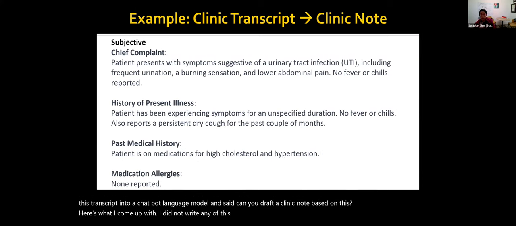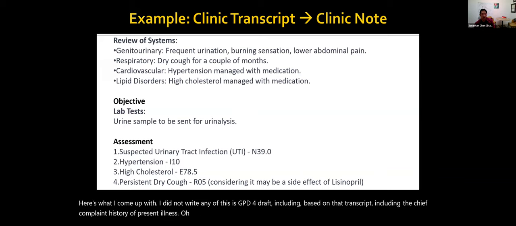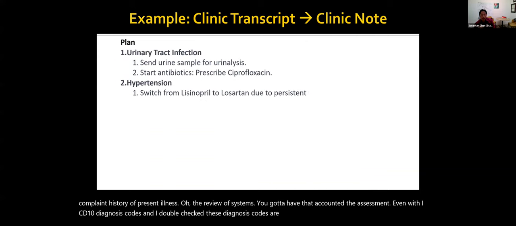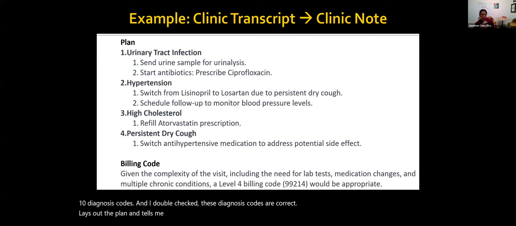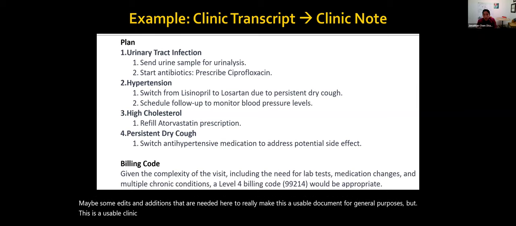This is GPT-4 drafting the clinic note based on that transcript, including the chief complaint, history of present illness, the review of systems, you got to have that accounted, the assessment, even with ICD-10 diagnosis codes. And I double checked, these diagnosis codes are correct. It lays out the plan, it tells me what orders I got to enter, even tells me the billing code to go to. You know, maybe some edits and additions are needed here to really make this a usable document for general purposes, but this is a usable clinic note. All right, I've seen real doctors' notes that are not as good as this one.